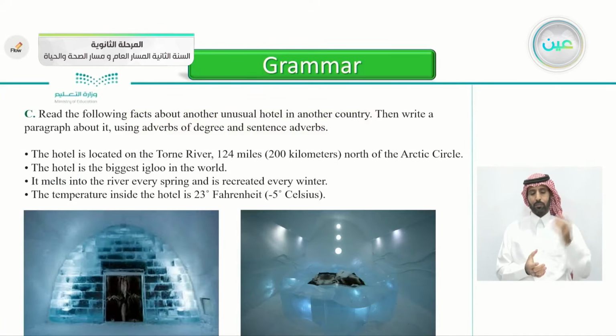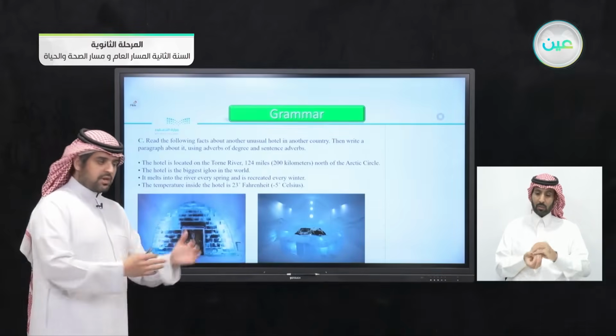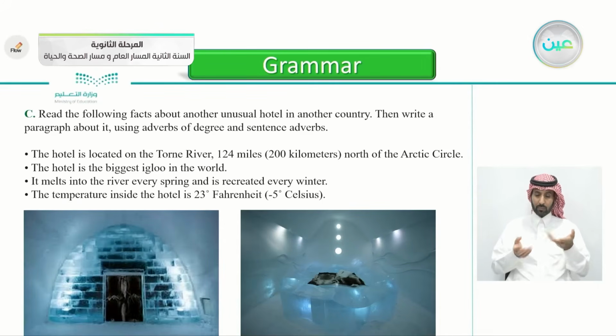Number C here, read the following facts about another unusual hotel in another country. Then write a paragraph about it using adverbs of degree and sentence adverbs. The hotel is located on the Tone River, 124 miles or 200 kilometers north of the Arctic Circle. The hotel is the biggest igloo in the world. It melts, when water turns from ice into liquid, into the river every spring and is recreated every winter. The temperature inside the hotel is 23 Fahrenheit or -5 Celsius.